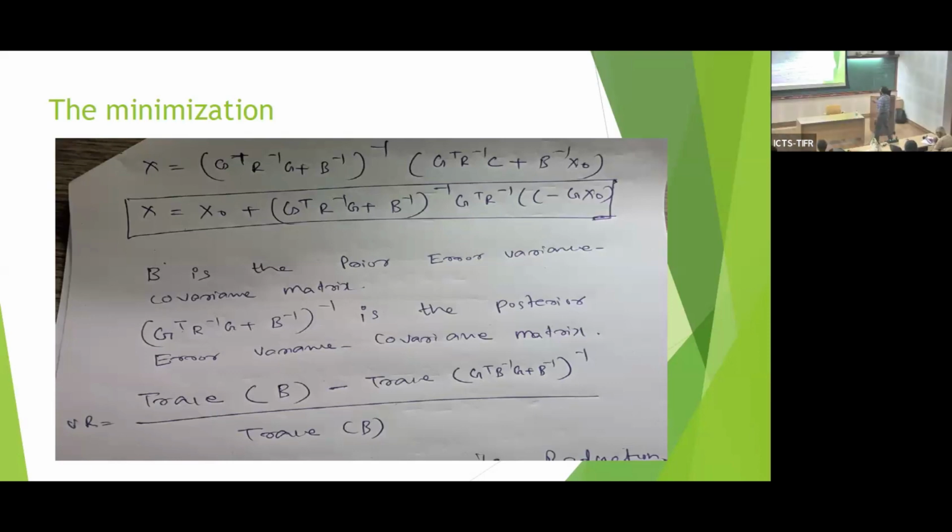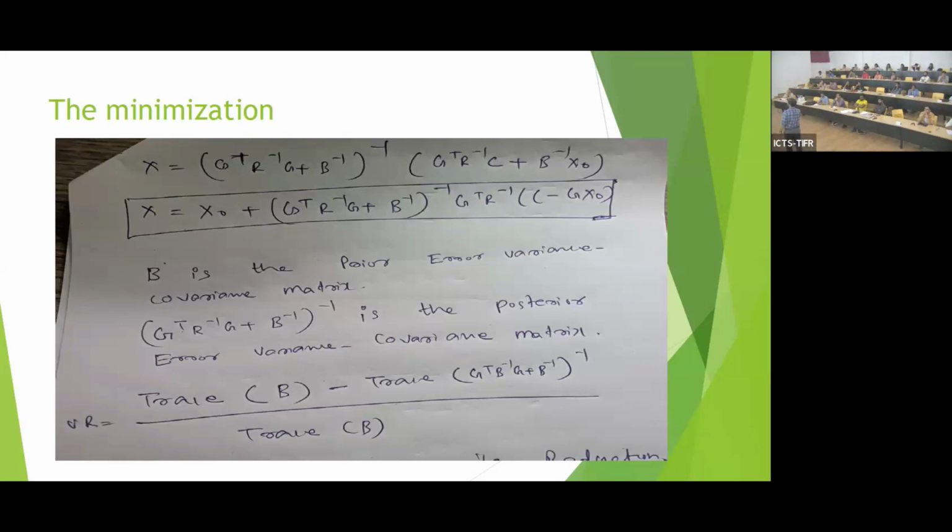It involves a lot of inversions also, right? Now B is the prior error variance covariance. Now this particular term is called the posterior error variance covariance. Posterior does not mean that there is zero error, it has error. We call it posterior error, but the error there will be minimum. That's our attempt, right?